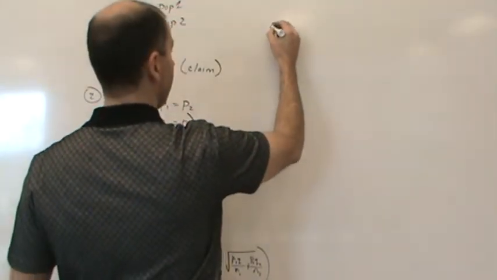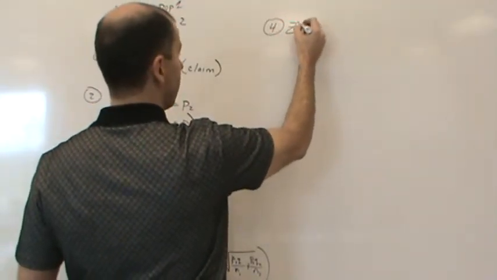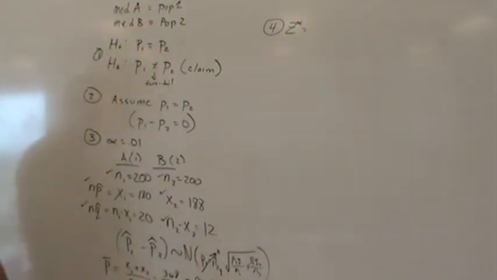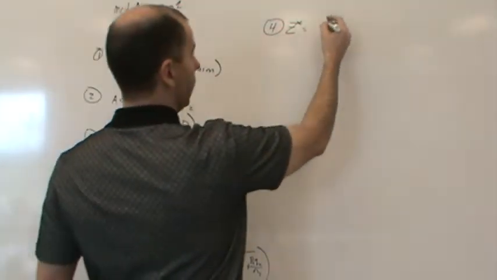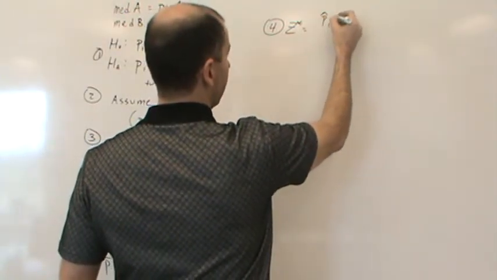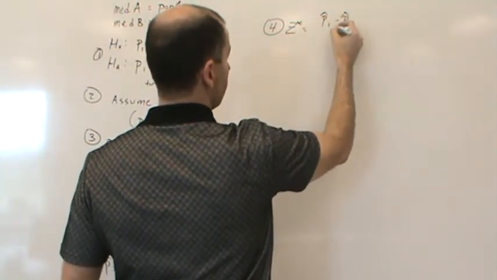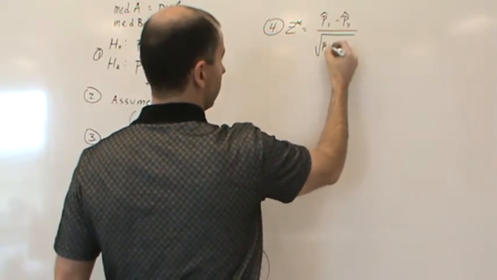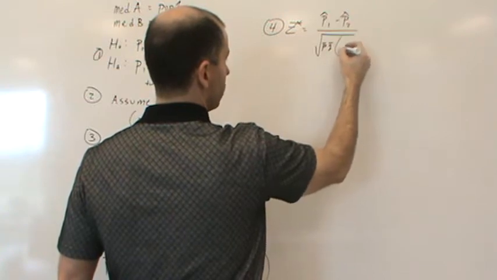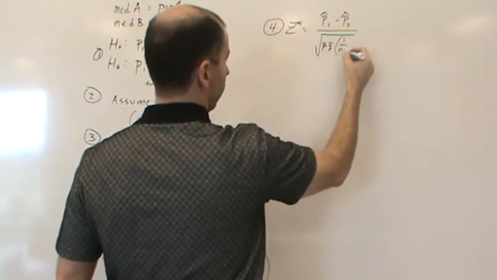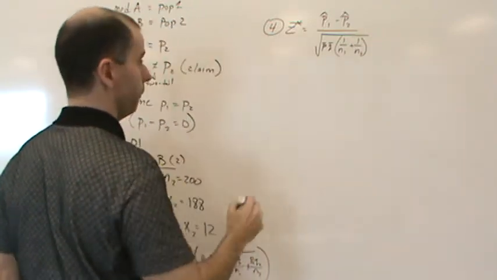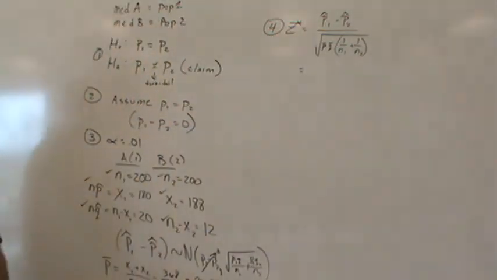So step 4, in calculating our z star, obviously p1 minus p2 is going to be 0. So it's going to be p hat 1 minus p hat 2 divided by the square root of p bar times q bar times 1 over n1 plus 1 over n2, quantity square rooted. So now I'm just going to plug and chug.